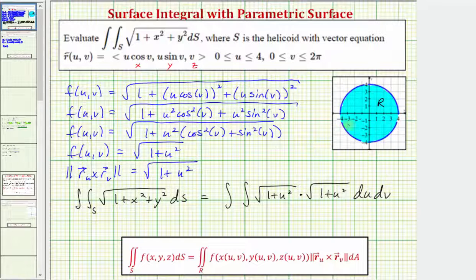So using the region here, or just the intervals given for u and v, the limits of integration for u are going to be from 0 to 4, because the radius of the circle is 4. And notice how it's also given here. And then to trace out this region in the uv plane, v would have to be from 0 to 2 pi all the way around the circle, which is also given here. Let's go and evaluate this on the next slide.